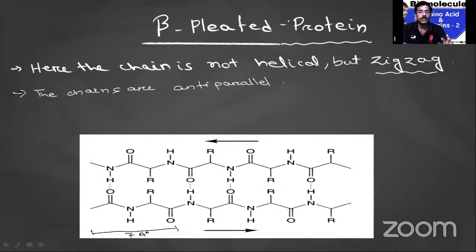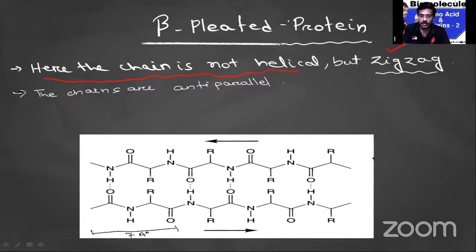Okay. Another one, that is the beta pleated protein. This is another kind of secondary structure of the protein. In the beta pleated protein, the chain is not helically coiled. In this secondary structure of the protein, we can't find helical coiling, but the chains are arranged in a zigzag manner.